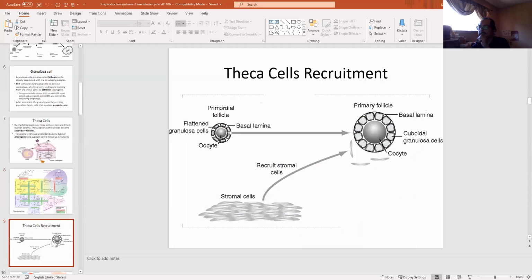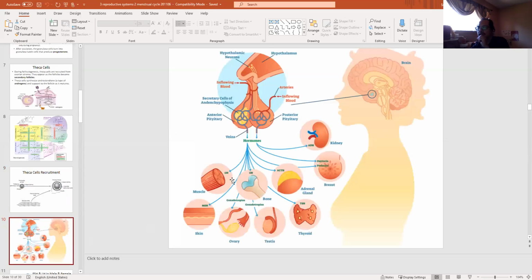This one is showing you that the theca cells are recruited from the stroma cells in the uterus and wrap around these follicles. This is important. This is basically turning a stroma cell into an endocrine cell. All right, so this one just shows you that all these are controlled in the center of the brain. This is the pituitary gland.